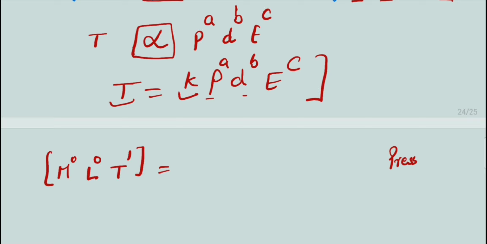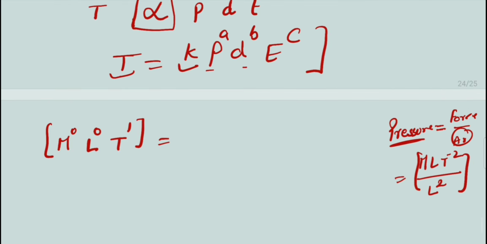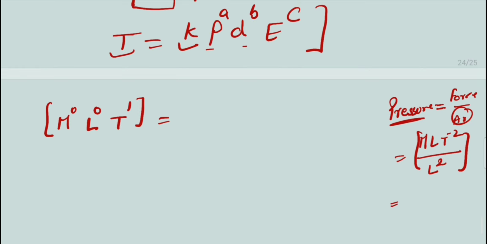If you remember then it's okay, otherwise you can derive this dimensional formula for pressure by using its formula, that the pressure is equal to force divided by area. For the force, the dimensional formula is MLT^-2, and for area the dimensional formula is L squared. So from here we'll get the dimensional formula for the pressure, which is equal to M^1 L^-1 T^-2.